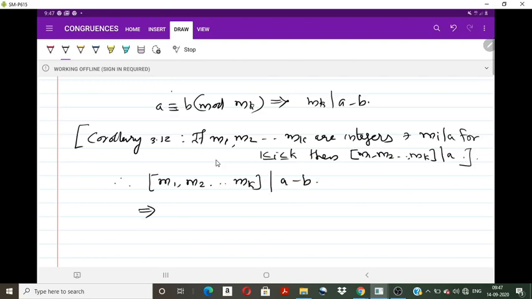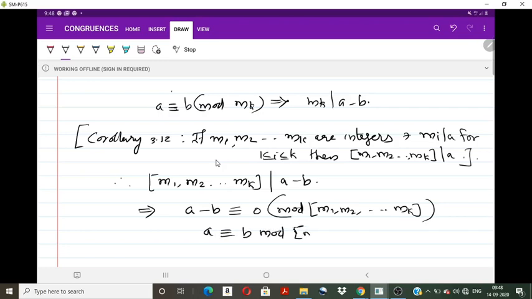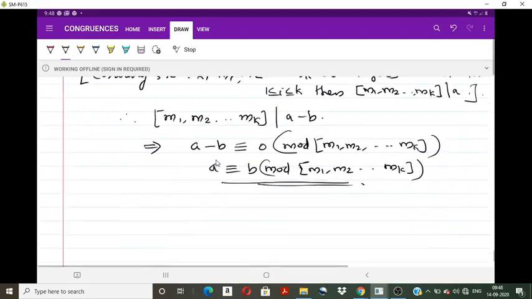Or converting into the definition of congruences, we have A minus B is congruent to 0 modulo LCM of M1, M2, etc., Mk, or A is congruent to B modulo LCM of M1, M2, etc., Mk. Yes, we can convert all these congruences with different moduli into a congruence with a single modulus.